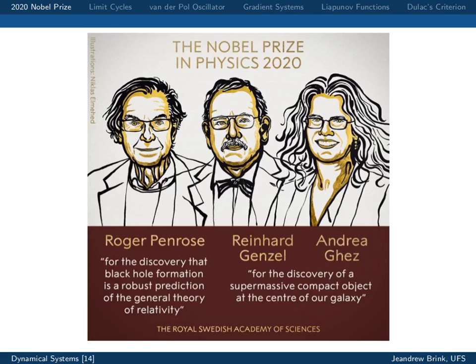And the other two people were experimental. They were Reinhard Genzel, who is in Europe, part of the Max Planck Institute, and the other one was Andrea Ghez, an American at UCLA. Both of these work with very, very powerful infrared telescopes. And what they did is they were recognized for the discovery of the supermassive object at the center of the galaxy, but they did a lot more than that. They actually observed our galactic center.